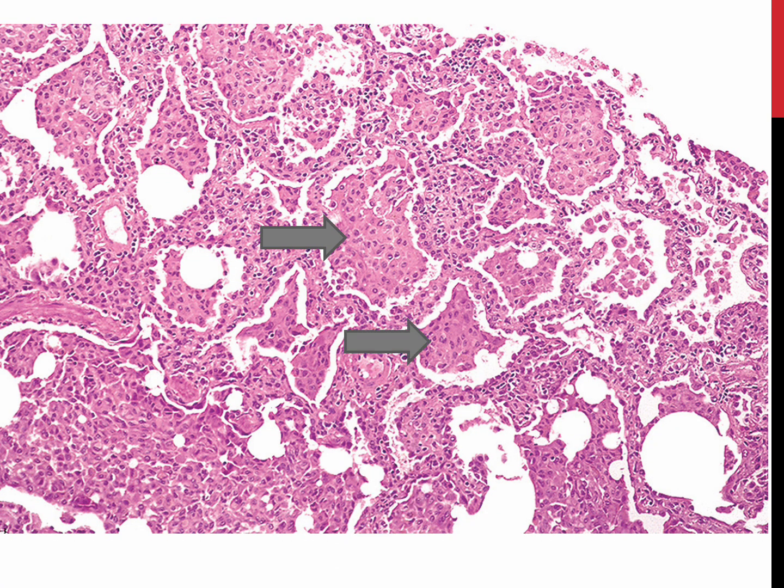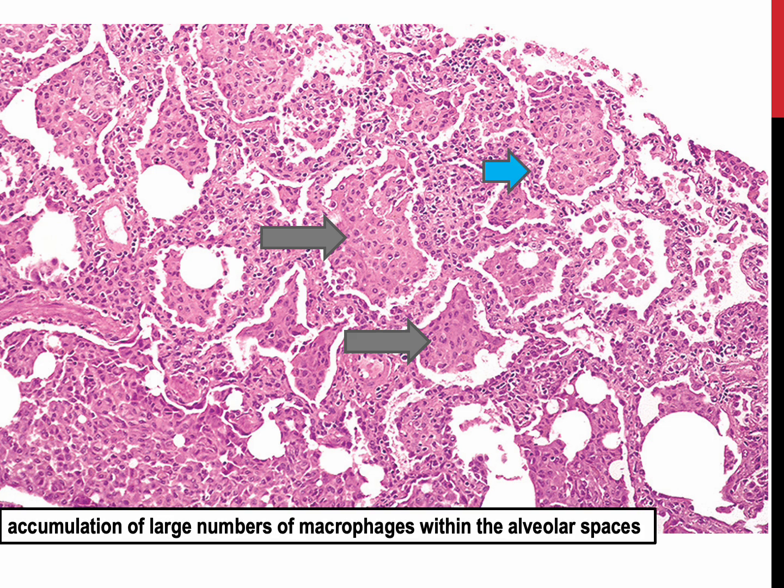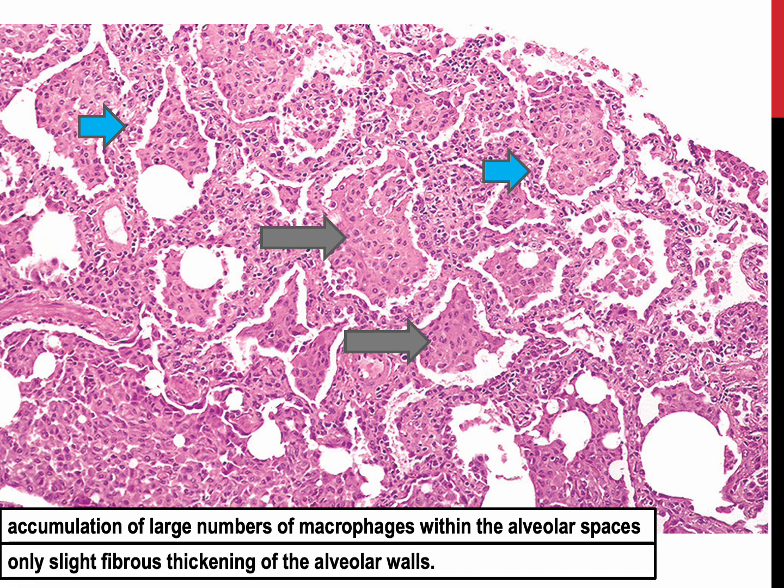The gray arrows in this figure point to the collections of smokers' macrophages, or pigmented macrophages, within the alveolar spaces. The blue arrows point to mildly expanded alveolar septa by lymphocytes and mild fibrosis.